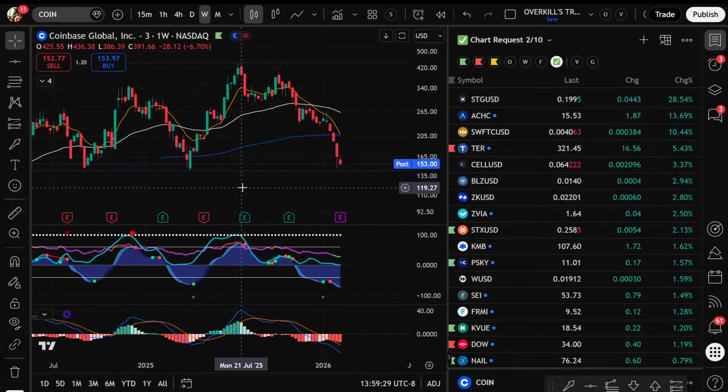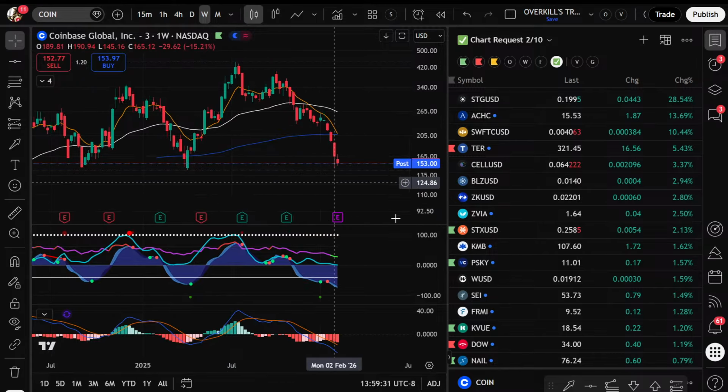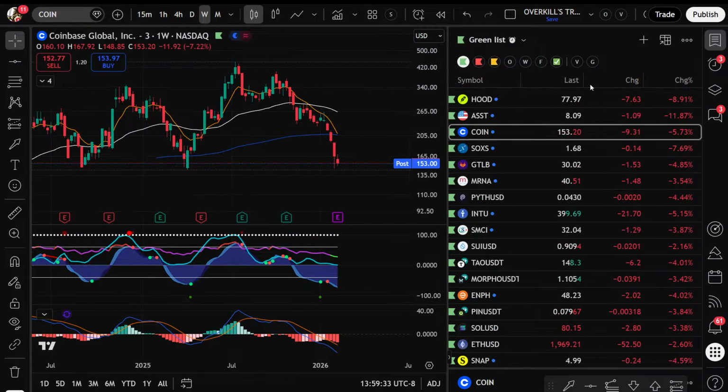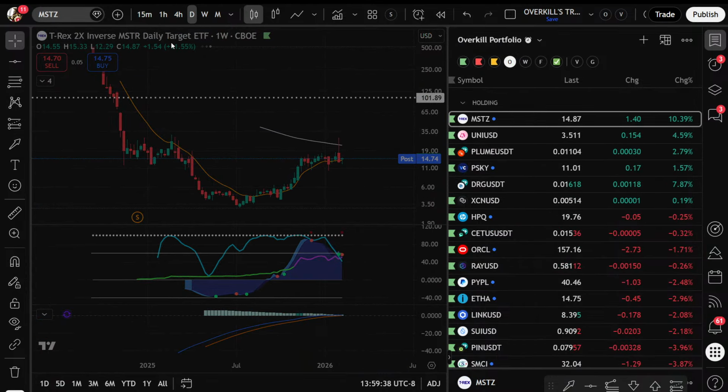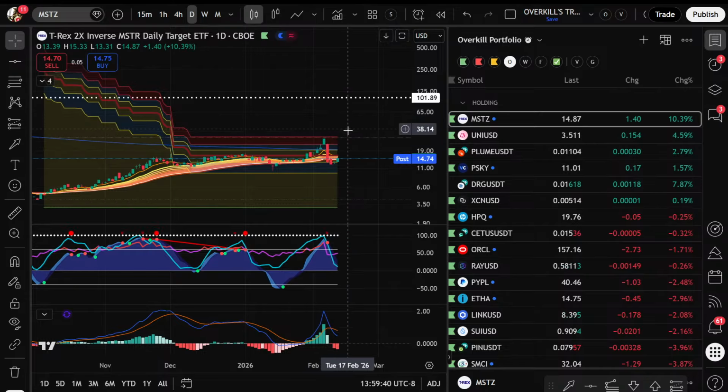Coinbase and HIMS, you got stopped out on? Yeah, I sold both of them yesterday. I sold Coinbase to buy MSTZ, which was actually up today. Had a nice 10% day, and it looks like it's turning the corner here on the daily.